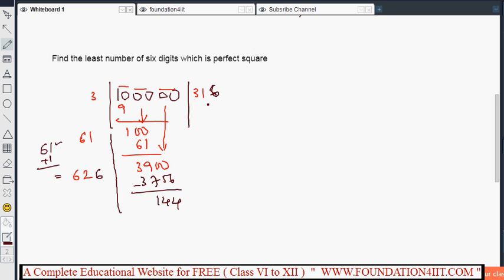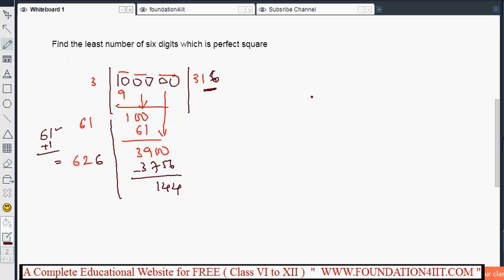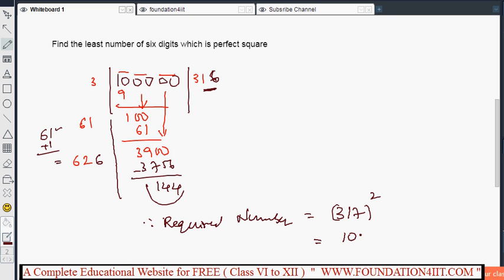So the least number of 6 digits which is a perfect square, they said. Now what did we get? 316 we have. So 316 only. Even for 316, something we need to subtract. So that means the next number is 317 square. Therefore the required number, which is a 6 digit perfect square, is nothing but 317 whole square. If you multiply 317 by 317, we get 100489.